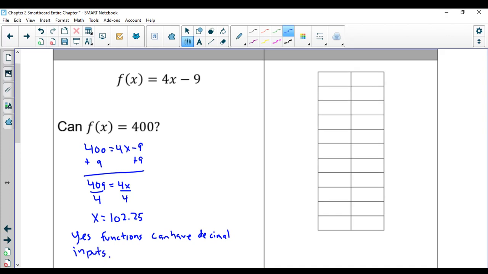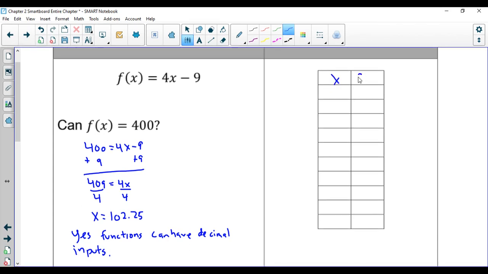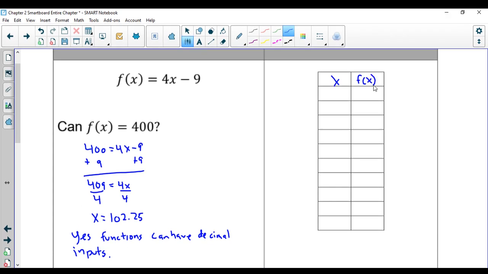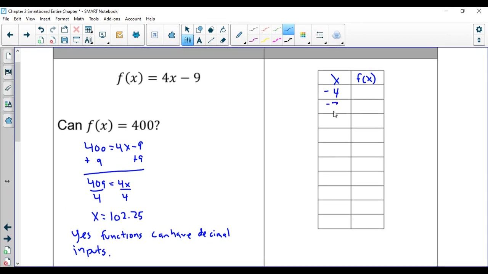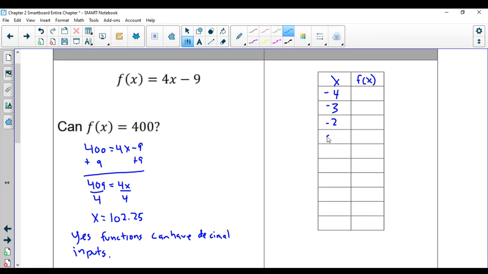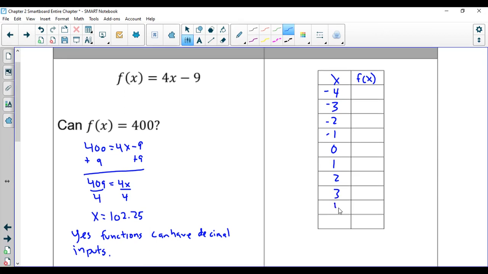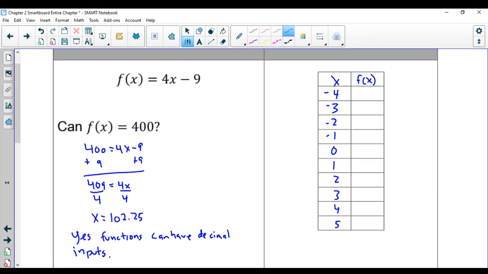As we go to our table, remember on the other side we had n and t of n, but now it's a function, so we'd have x and f of x. And on a function, we can have negative x values as well. So I'm going to go -4, -3, -2, -1, 0, 1, 2, 3, 4, and 5.